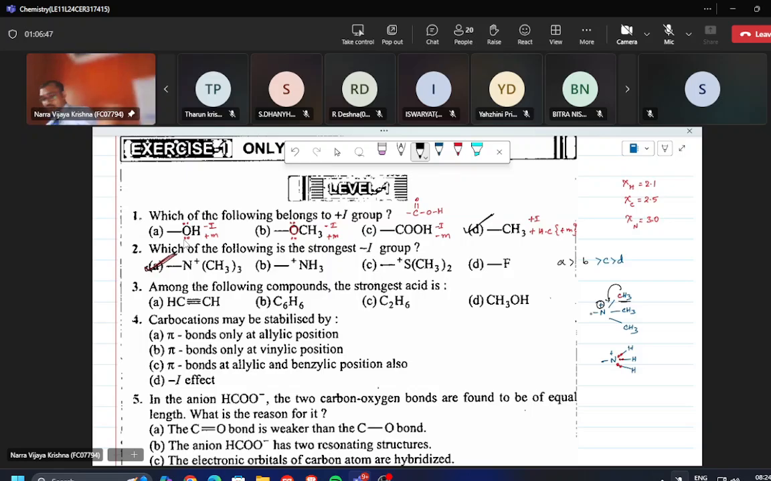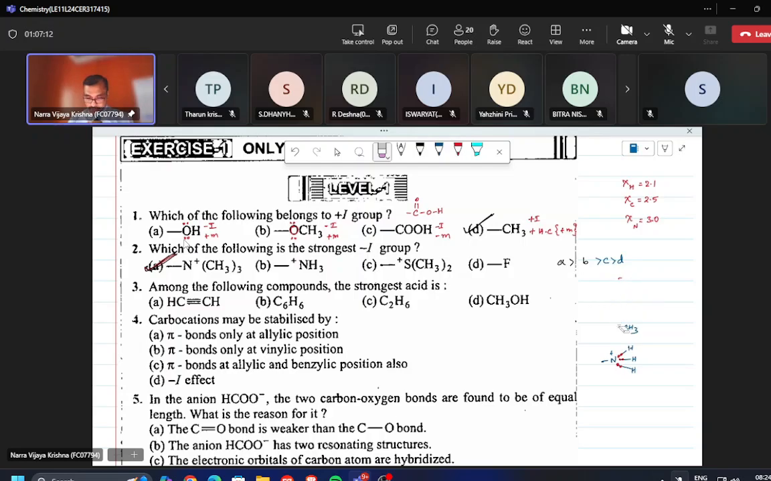So, hyperconjugation means, listen, again I am repeating. Hyperconjugation means, observe this case. This sigma bonded electrons, the ability of those sigma bonded electrons to shift is called hyperconjugation. Clear? The more hyperconjugated hydrogens, the more effectively electrons will shift. Clear?